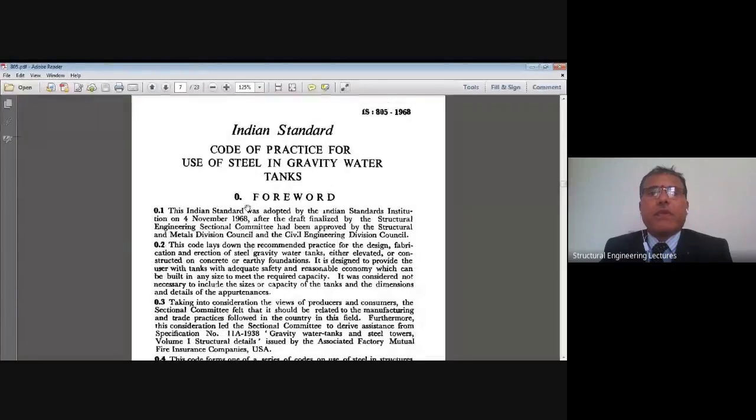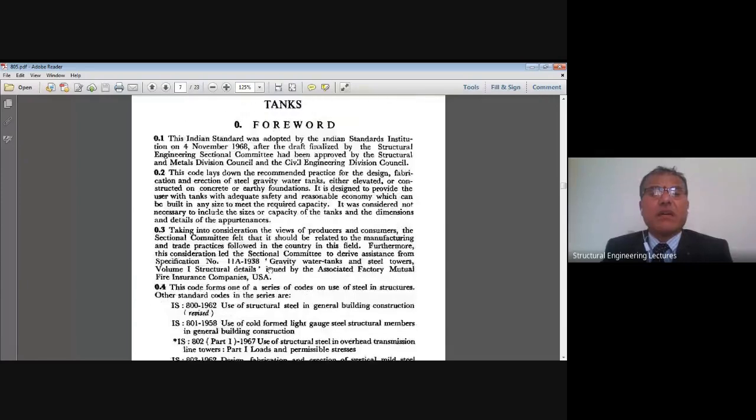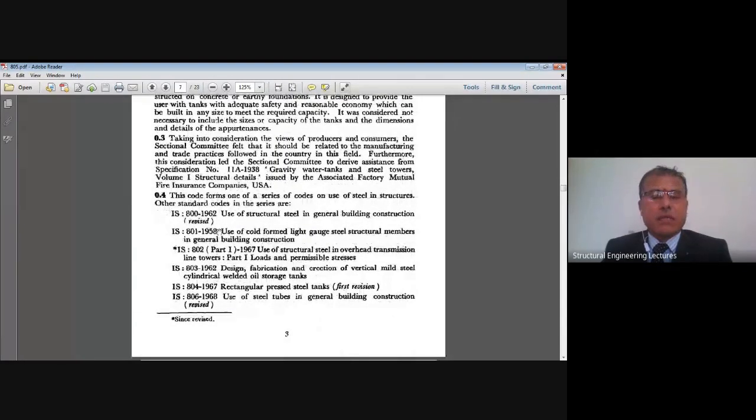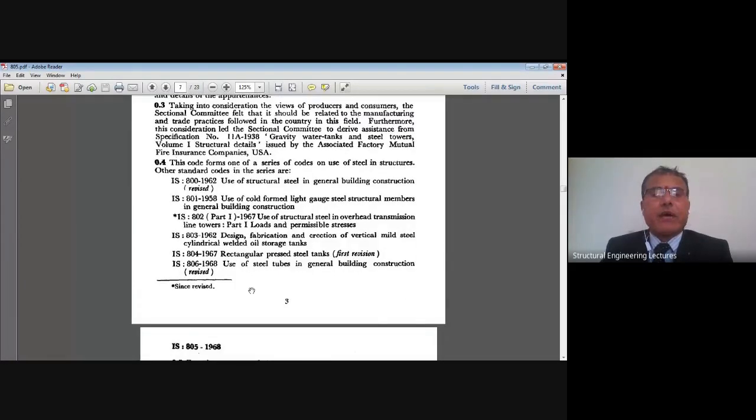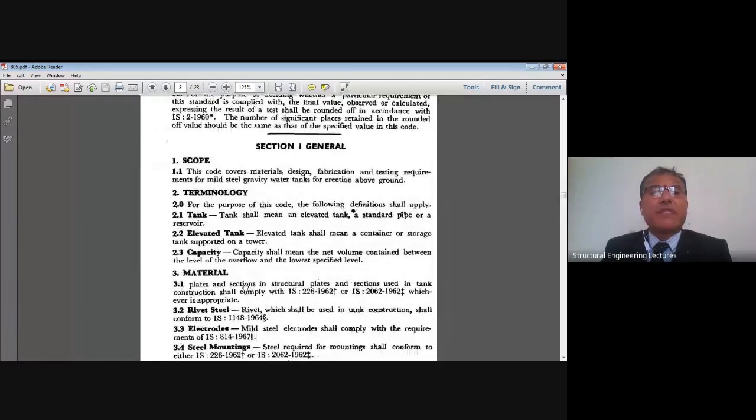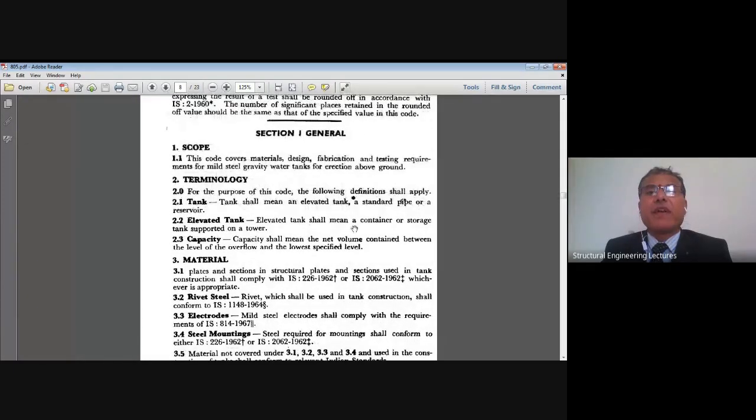This is the code of practice for use of steel in gravity water tanks, IS 805-1968. This code shall be read in conjunction with the other codal specifications: IS 800, 801, 802, 803, 804, 806. Even the general definitions are given. What is a tank? What is an elevated tank? Elevated tank means a container or storage supported on a tower.